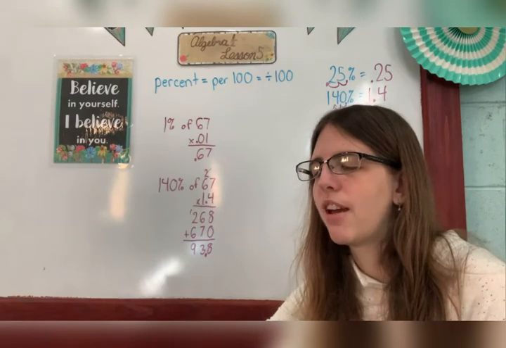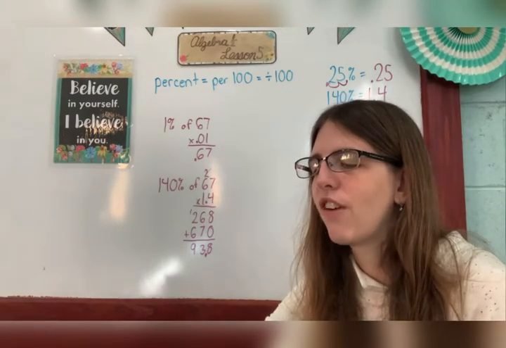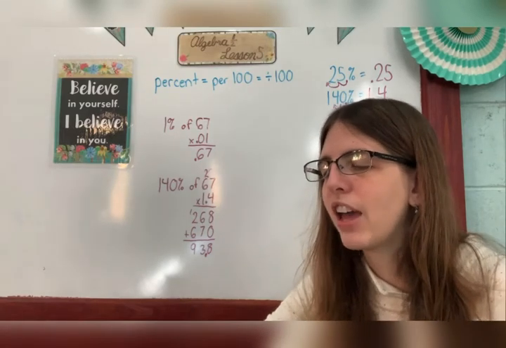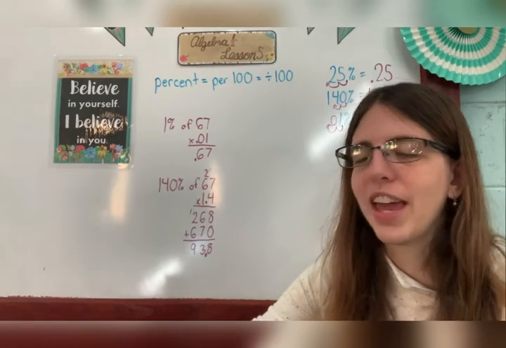What is 1% of 5? It is 0.05. What is 35% of 5? That's 0.35 times 5, gives you 1.75.